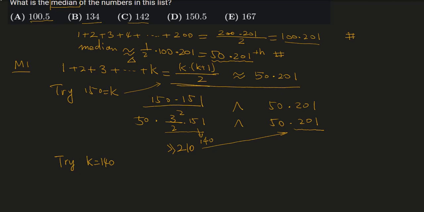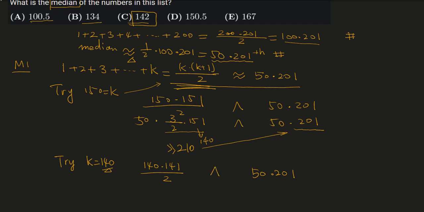Therefore, we plug into this formula, right? We want 140 times 141 divided by 2, and we want this to be roughly 50 times 201. And remember, here we don't have to try exactly 142. It doesn't make any sense. As long as we can find the lower bound and the upper bound, then we can nail down the solution. Therefore, 140 is good enough.